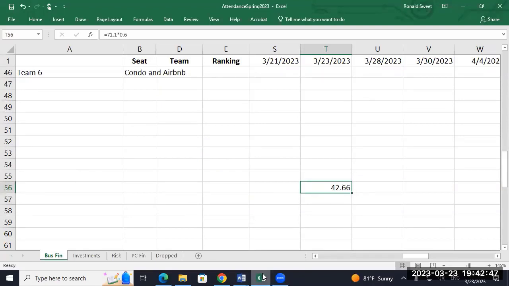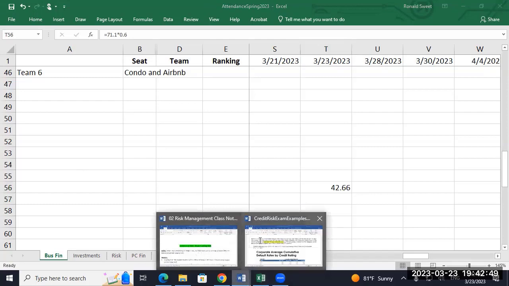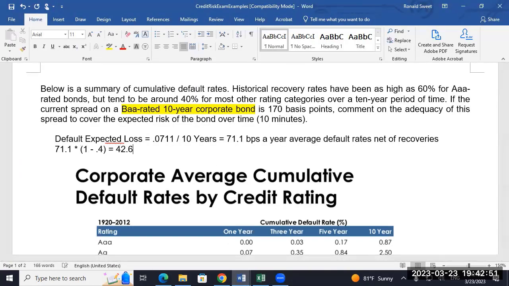So you get 42.66. Did I do that right? Someone double check me on the math. So 60% of 71 basis points is about 43 basis points.